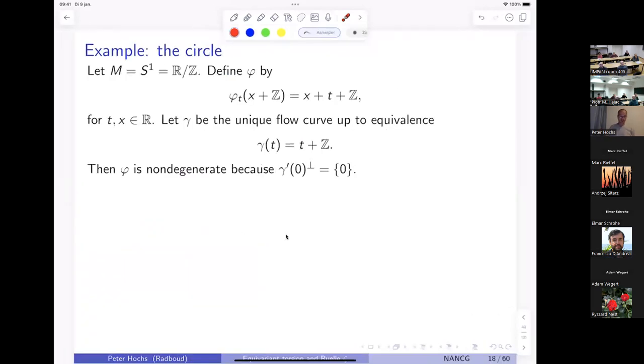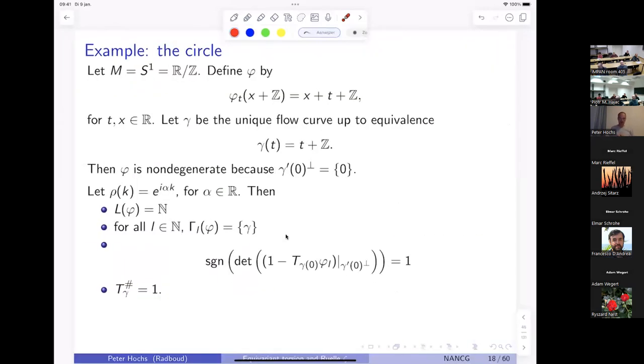Let's go back to the circle. So I'm taking the circle and the simplest possible non-trivial flow on that, just adding t. It has one flow curve because it's just a circle. The complement of the derivative of the flow curve is just nothing. So now we can write everything out and compute the Ruelle zeta function. We're taking the same representation rho as before. The length spectrum is now the natural numbers because you can go around the circle once, twice, three times, etc. For a given period, there's only one curve for that period.